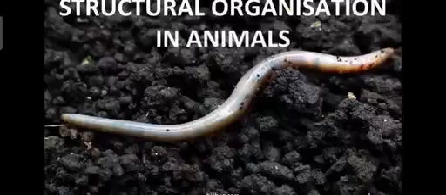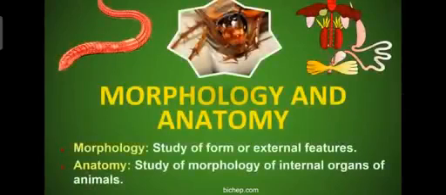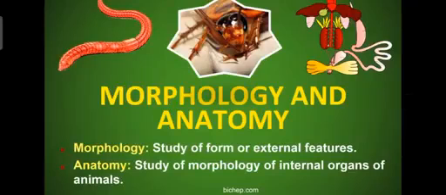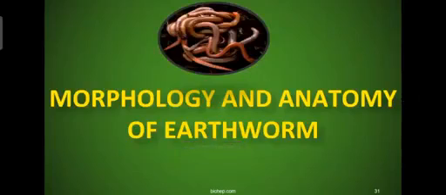Welcome again to chapter number 7, that is Structural Organization in Animals. From today's lecture, we are going to start with morphology and anatomy of the animals. So, what do you mean by morphology? Morphology is the study of external features of an organism, and anatomy means the study of internal organs of animals. So, in today's lecture, we'll start with morphology and anatomy of earthworm.